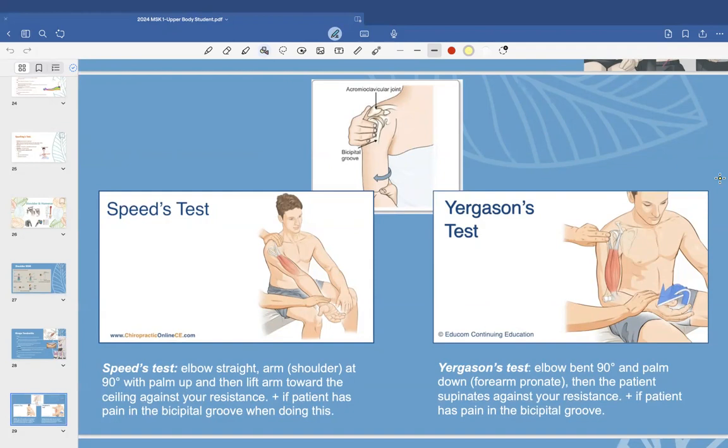Yergason's test: the elbow will be bent to 90, palm is down, so it's pronated, and they're trying to supinate against your resistance. If that elicits pain in the bicipital groove, it's a positive test. So this is where knowing origin, insertion, and then functionality of the muscle matters. Basically, if you know how the muscles work, then you know how to test or strain the muscle. All right.